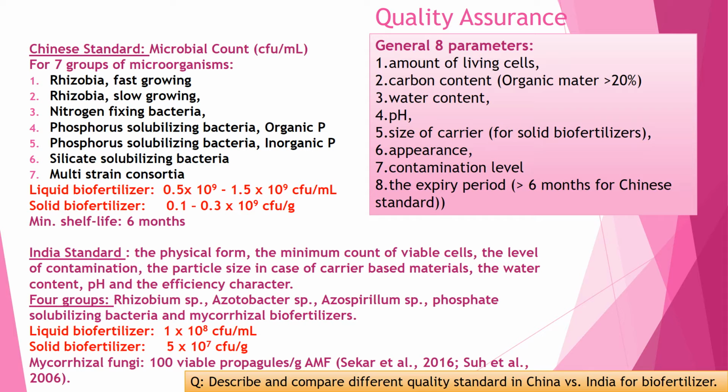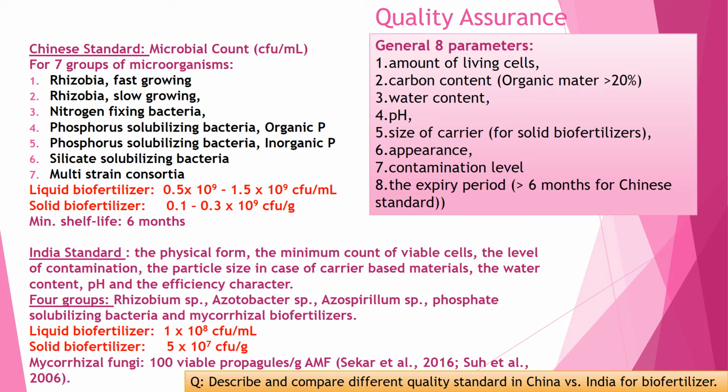This one is the general one combining US and Europe at large, but this is specifically for India's case study. Okay, and if there is a mycorrhizal fungi, which is very common in biofertilizer, you must have 100 viable propagules. This is also CFU, colony forming units, per gram of AMF. This kind of fungi is in a bunch or globule form, so you must see at least 100 viable under the microscope to classify it as a qualified mycorrhizal fungi biofertilizer.